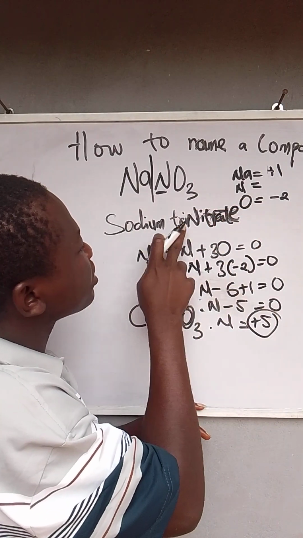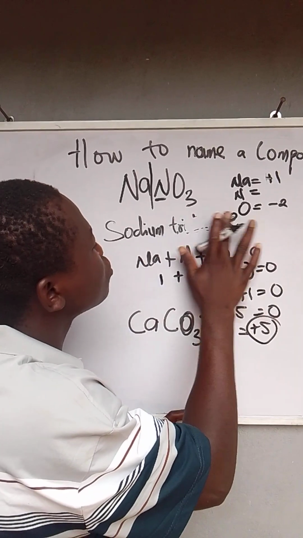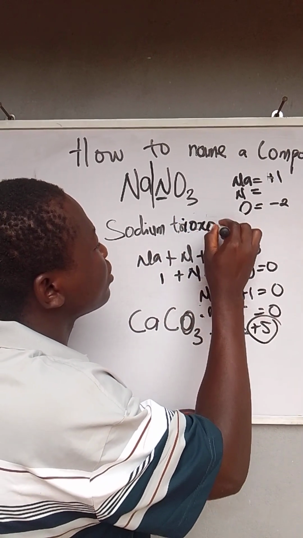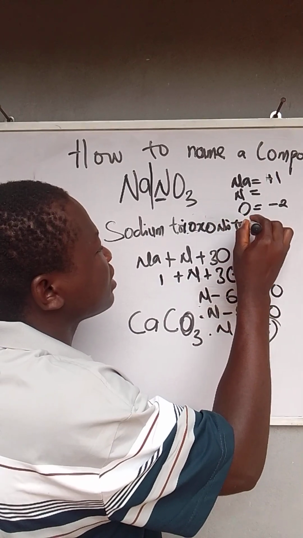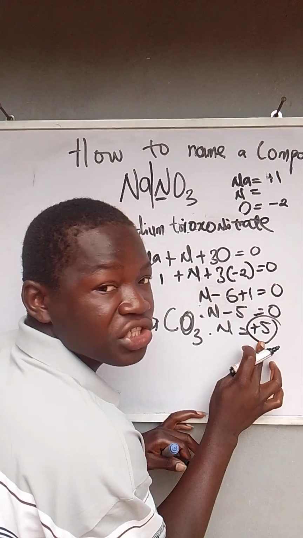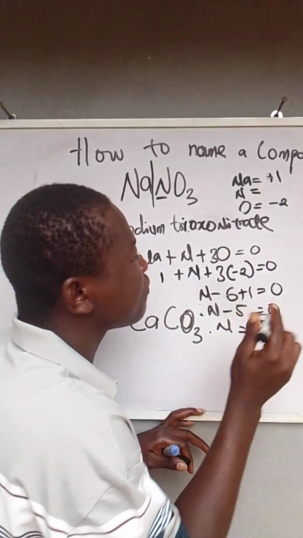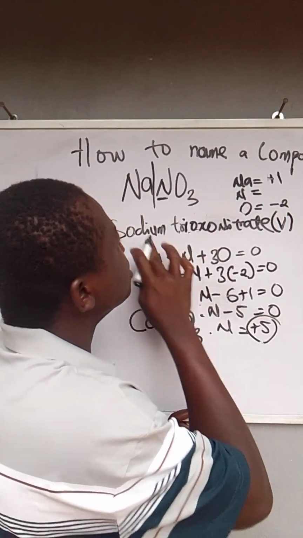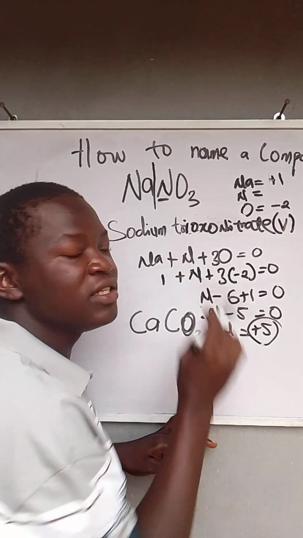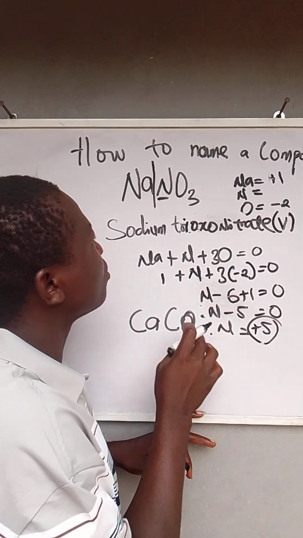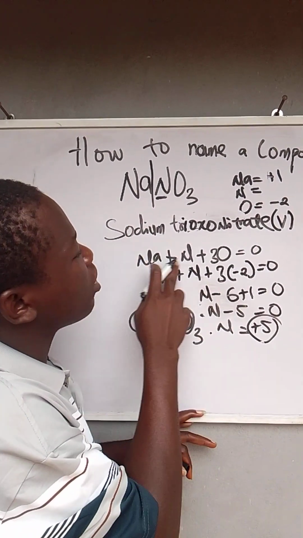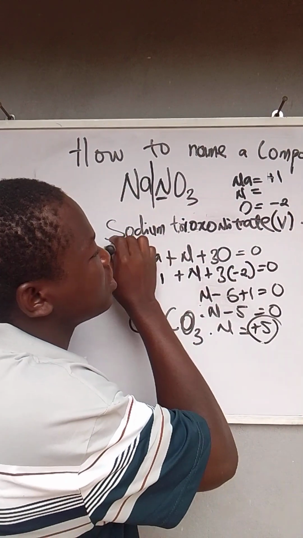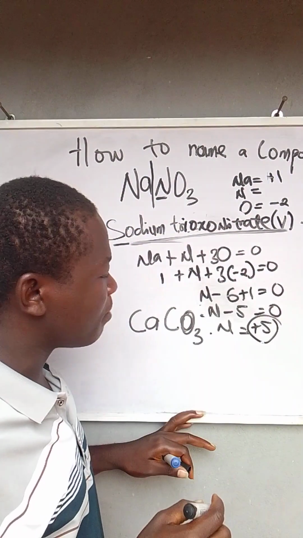It will now be sodium trioxo. You put oxo. Trioxo nitrate. Put the oxidation number. The oxidation number here is 5. Put nitrate 5. Is it an acid? It's not an acid. So it will now be sodium trioxonitrate(V) oxide. That is the name of the compound.